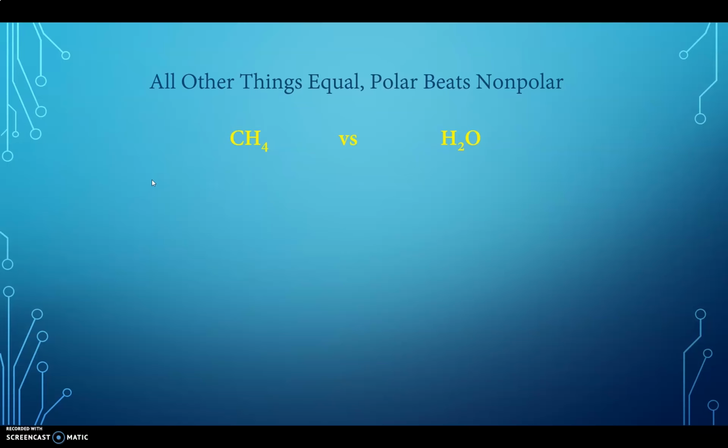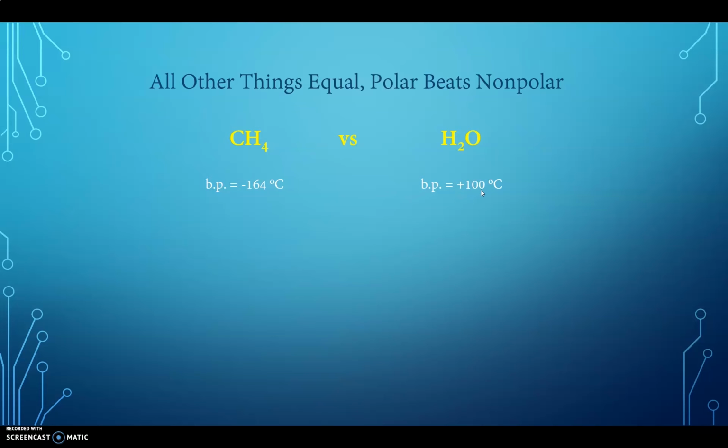An easy way to compare the strength of their intermolecular forces is to look at their boiling points. The higher the boiling point, the stronger the bonds must be, because in order to boil a liquid, you have to break the bonds that are holding those molecules together. So methane boils at a very low temperature, minus 164 degrees Celsius. So it's very easy to boil methane because its intermolecular forces are pretty weak.